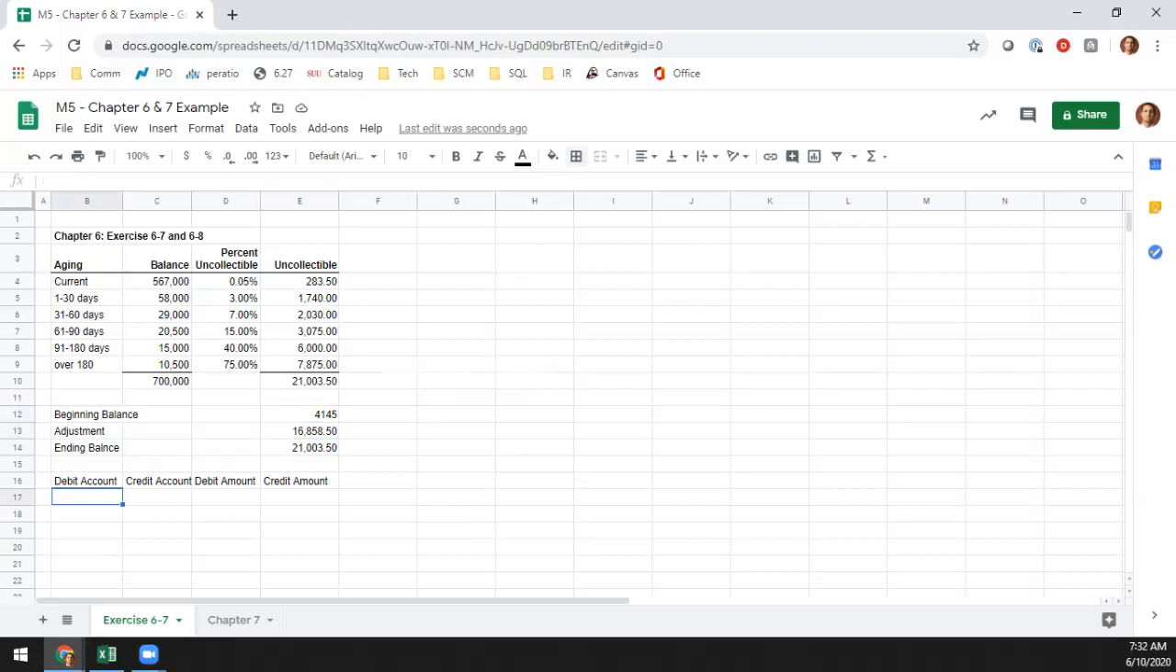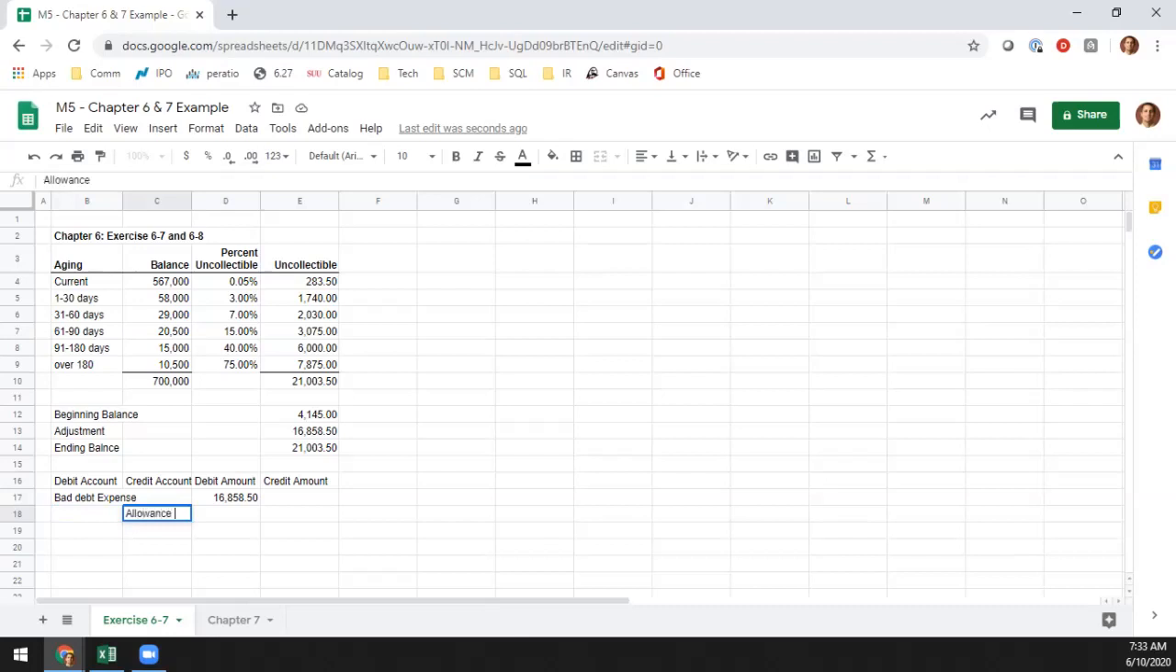Now, what we're trying to do is say that we're not planning on collecting 21,000. And we've already said that we don't plan on collecting this 4145. So we're going to say we're not going to collect. When we don't collect something, it's a bad debt expense. And the amount we're not going to collect is this $16,858. Okay, and the other side to that, to the expense, is our allowance account.